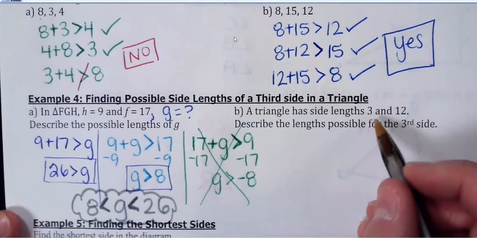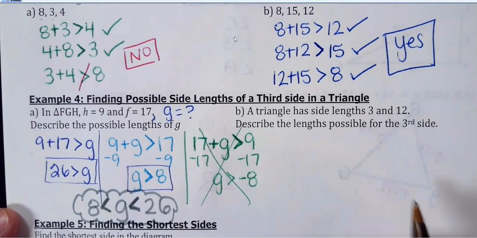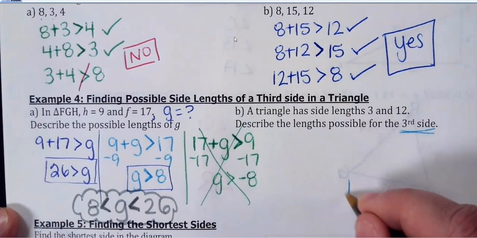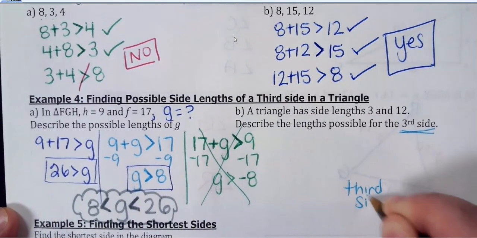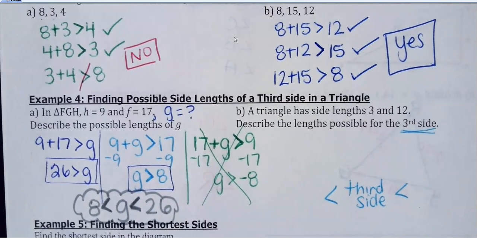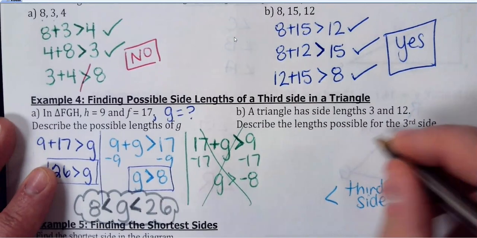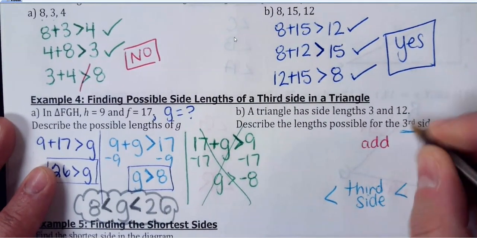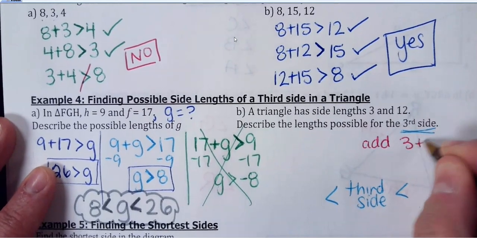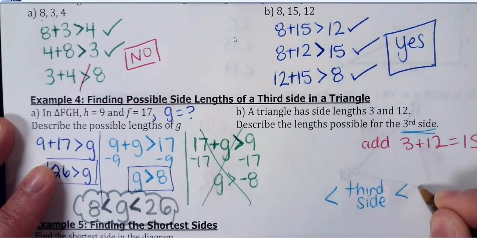So if they give you two sides for a possible length in the triangle, I didn't put letters here, so I'm just going to put third side in the middle. Okay, two inequality symbols. I'm going to put the smaller number on the left, the larger number on the right. To get the larger number, you're going to add the two sides. So 3 and 12 give me 15. That goes on the upper end.